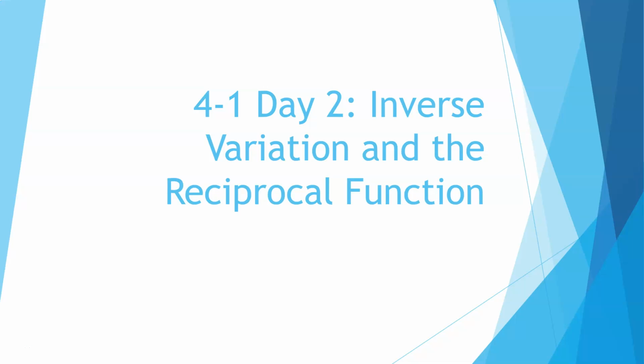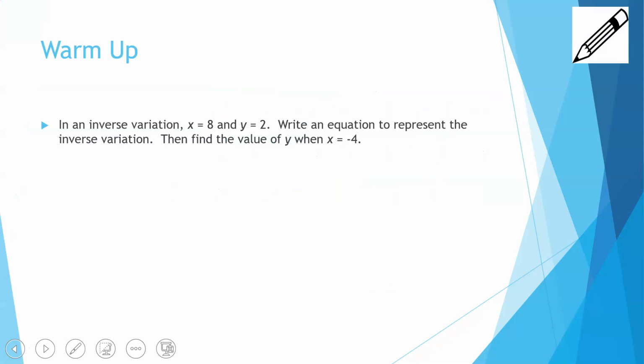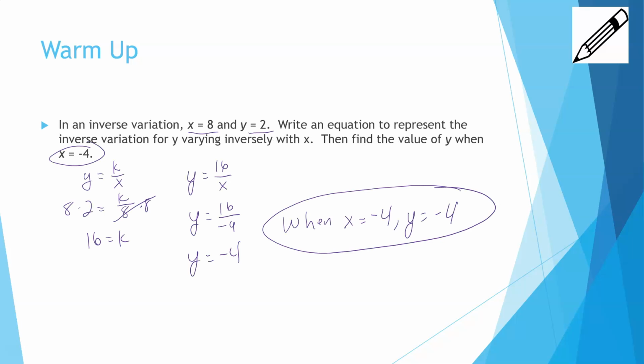Okay, welcome back to the second day of section 4.1, where we are looking at inverse variation and the reciprocal function in algebra 2. For our warm-up today, I'm going to have you try a problem like we finished with yesterday. In an inverse variation, x equals 8 and y equals 2. Write an equation that represents the inverse variation. Find the value of y when x equals negative 4. So go ahead and pause the video and then push play to see how you did.